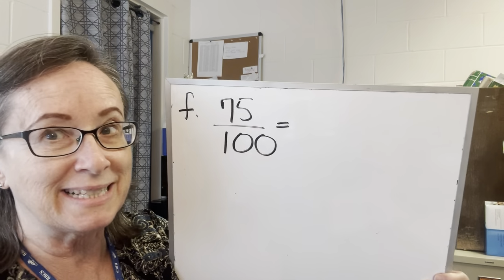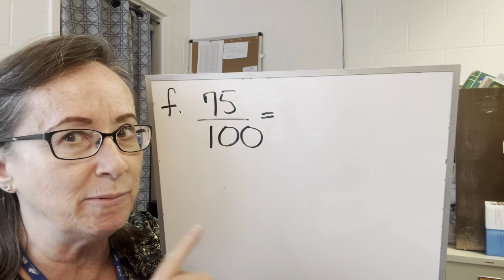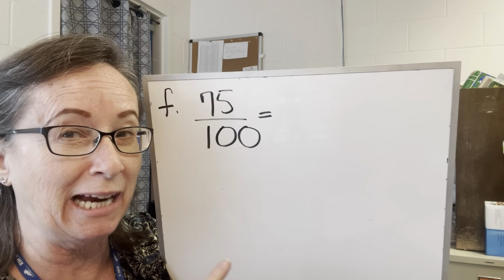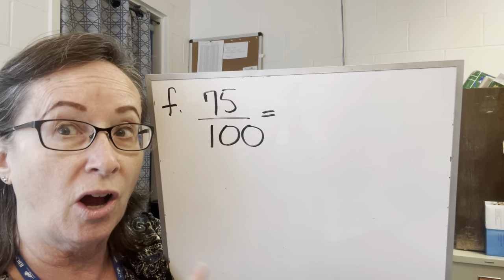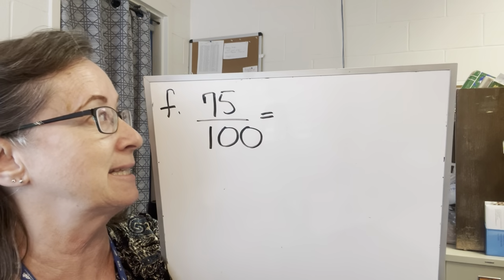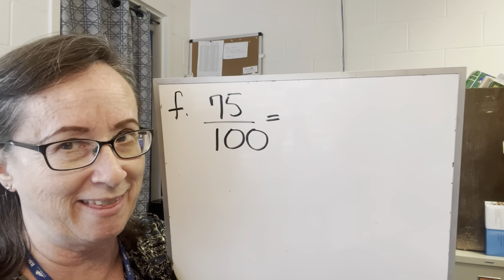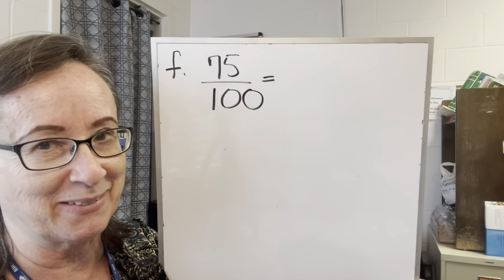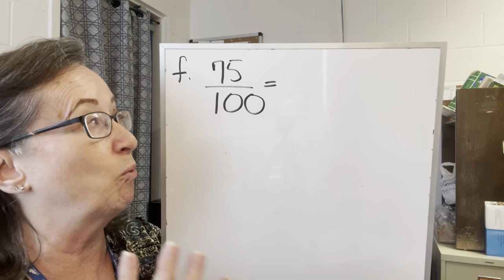Okay, so now we're doing 75 over 100. Now remember that even though I'm doing them for you and I'm factoring them for you, you should still show all of that work on your worksheets because you're supposed to be doing this and learning how to do it. Not me. I'm just doing it with you, not for you. Okay? So 75 over 100, what is it equal to?